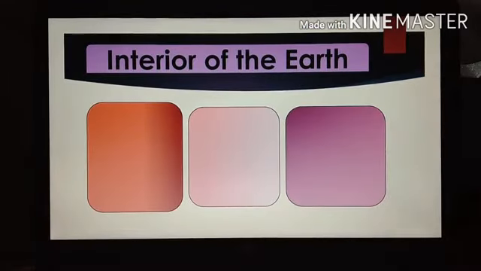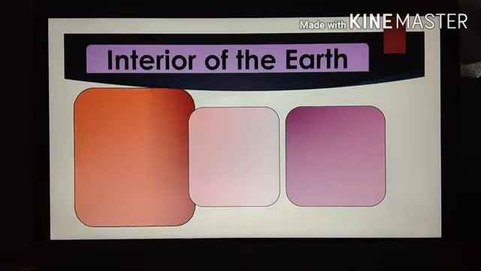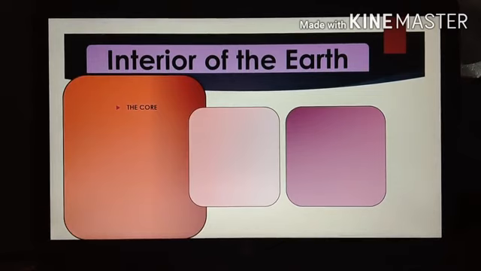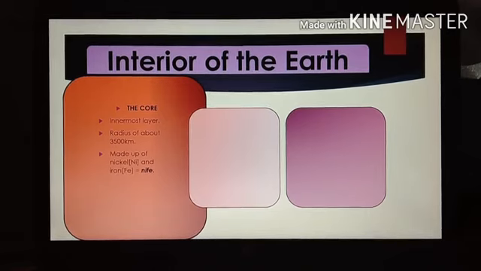Now, as we have to go through each of these layers, the first layer that we are going to study is the core. Basically, the core is the innermost layer of the earth and its radius is about 3,500 kilometers. The whole earth's radius is approximately 6,000 kilometers, and the core alone has a radius of 3,500 kilometers.